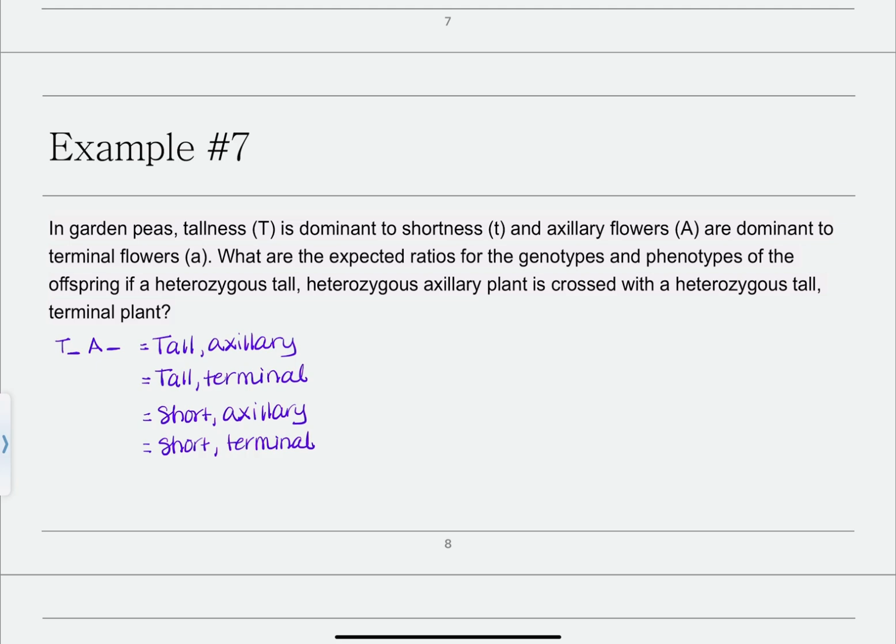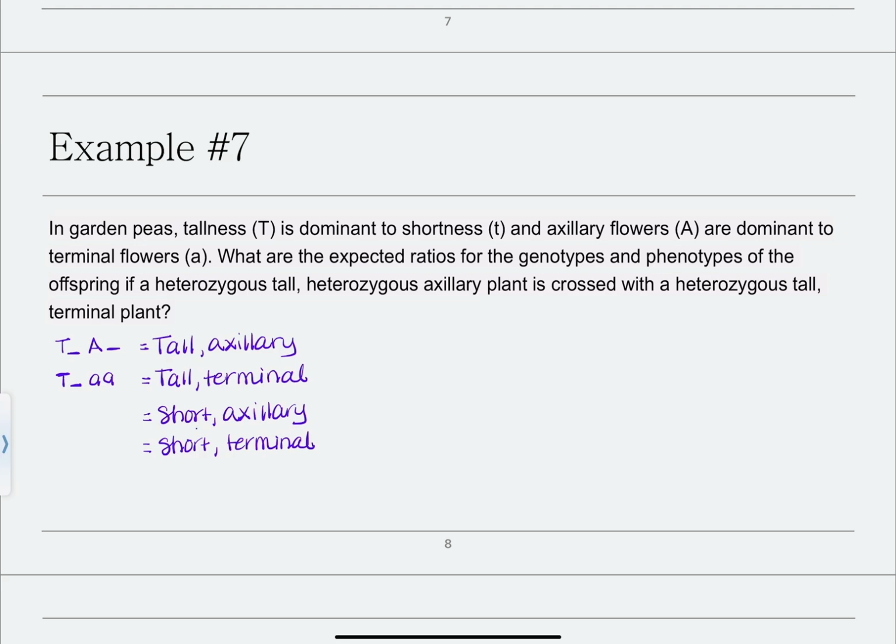Okay, let's look for tall and terminal, as far as genotype goes. So it's going to have the same thing. Because tall is dominant to short, we know we just need at least one dominant allele. Doesn't matter what the second allele is. It could be a dominant allele or a recessive allele. It would still be tall. However, we're dealing with the terminal flowers now. So because we're dealing with the terminal flowers, it would have to have both recessive alleles, so two lowercase a's.